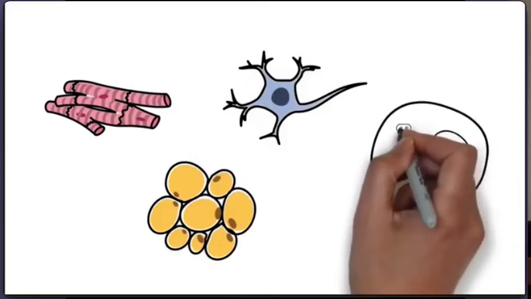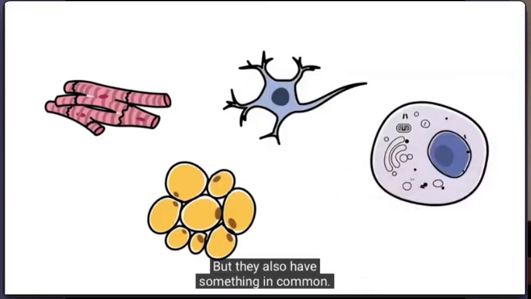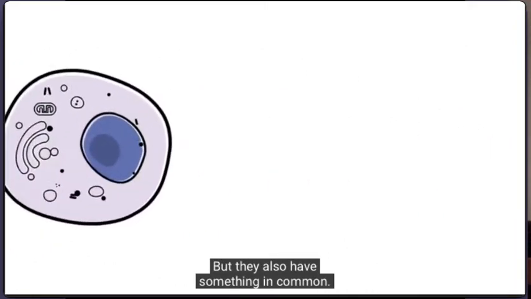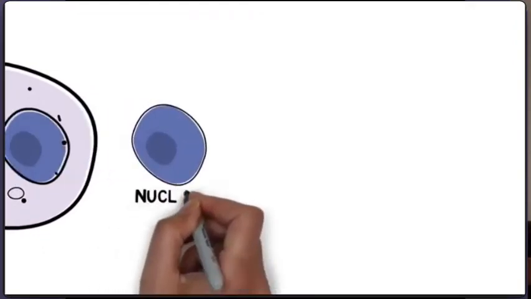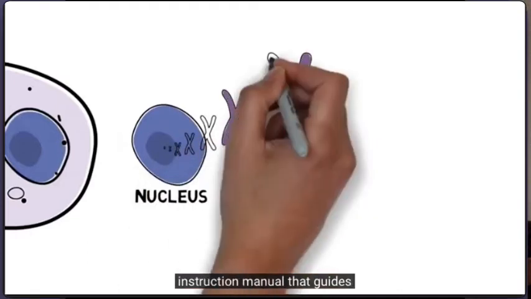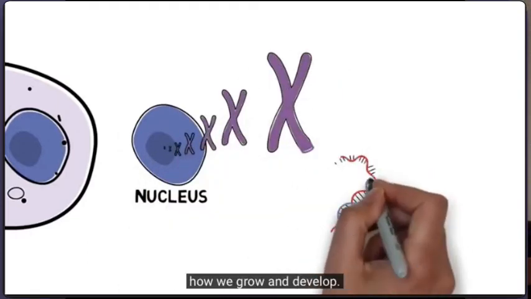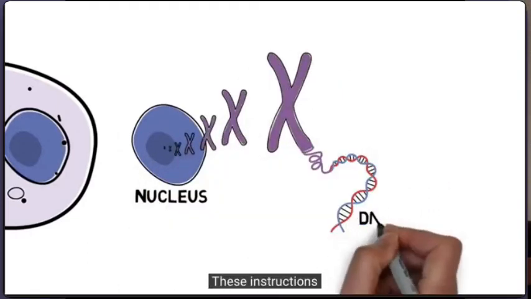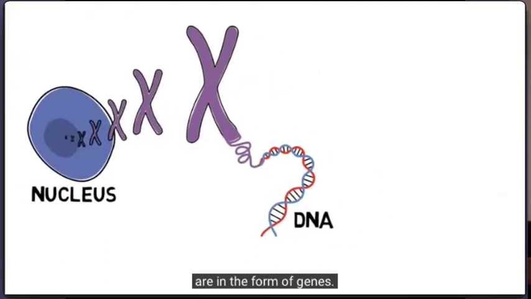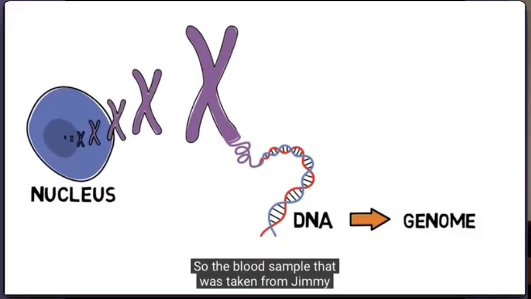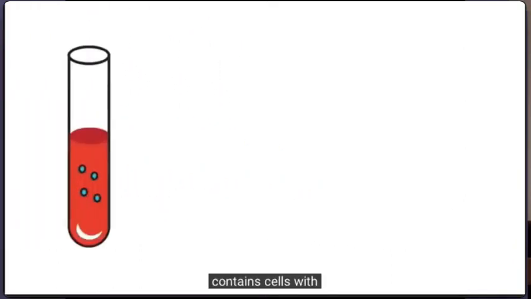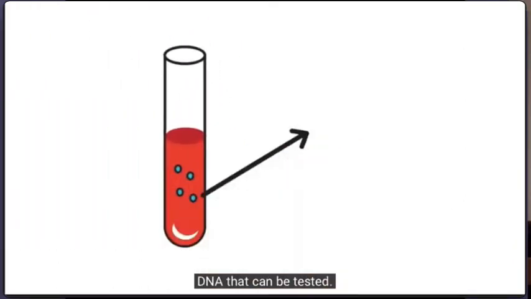Each cell has a specific job to do, but they also have something in common. Most cells have a nucleus which contains the DNA. The DNA is like an instruction manual that guides how we grow and develop. These instructions are in the form of genes. Our DNA is also called our genome. So the blood sample that was taken from Jimmy contains cells with DNA that can be tested.